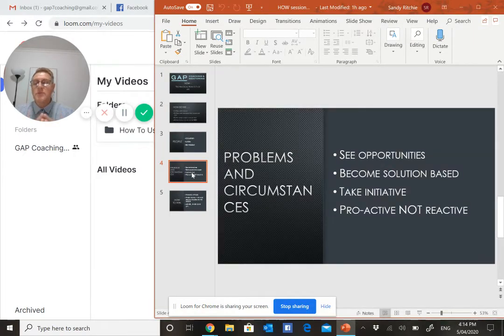Second of all, become solution-based. People don't want a problem bringer; they want a problem solver. It's very easy to bring problems. I've heard it many, many times over the years where people come into an office, come into a certain situation and say, well, I've got this problem and that problem and that problem. And they bring nothing else but the problems.